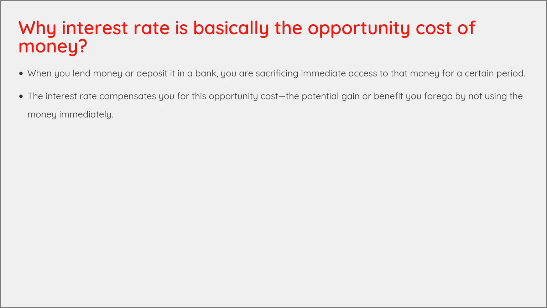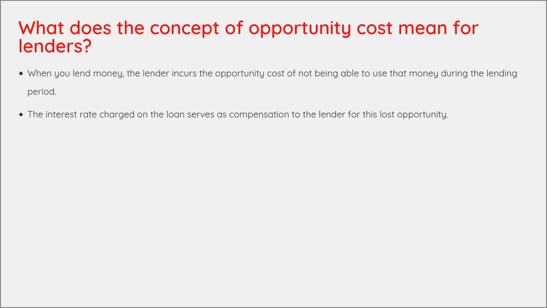Why is interest rate basically the opportunity cost of money? When you lend money or deposit it in a bank, you are sacrificing immediate access to that money for a certain period. The interest rate compensates you for this opportunity cost, the potential gain or benefit you forgo by not using the money immediately. What does the concept of opportunity cost mean for lenders?